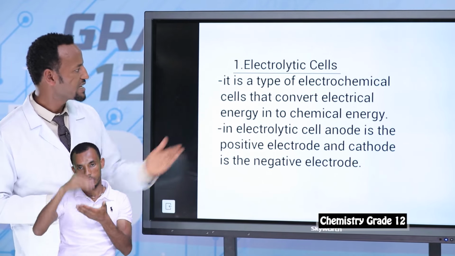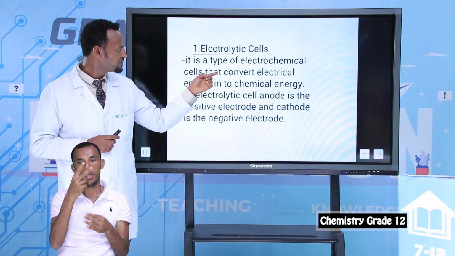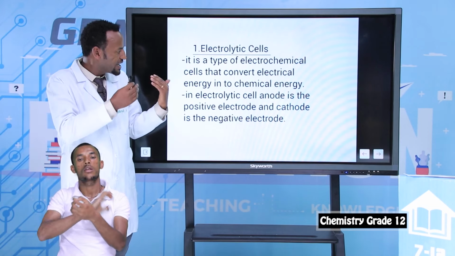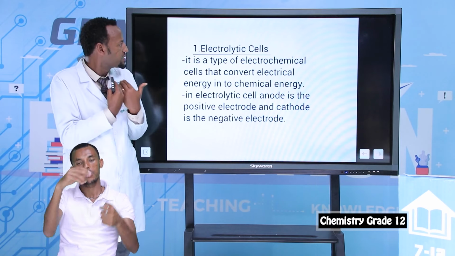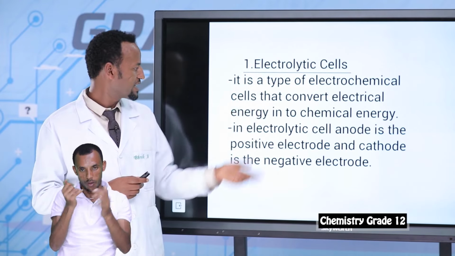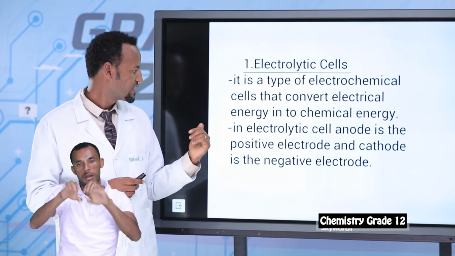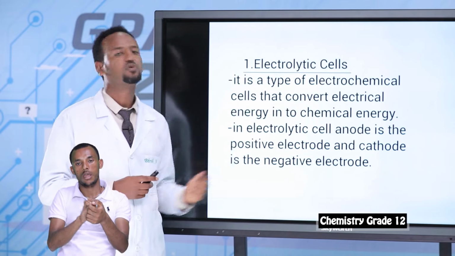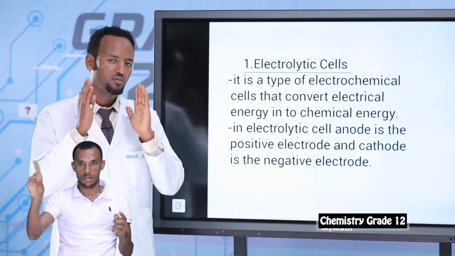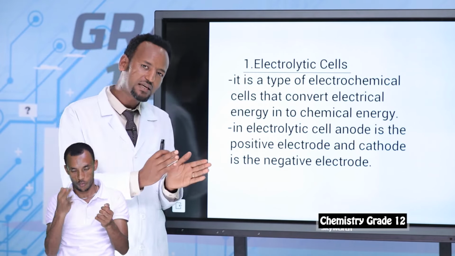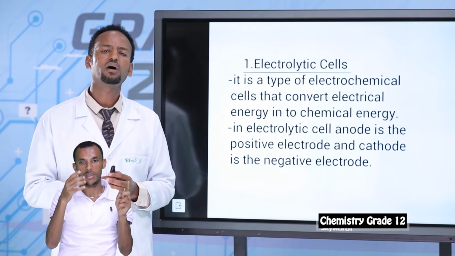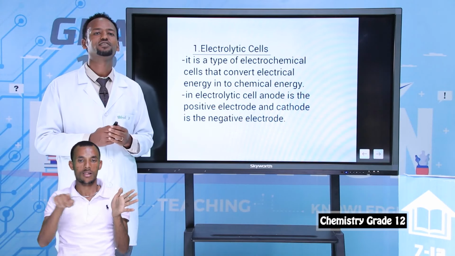Electrolytic cell is a type of electrochemical cell that converts electrical energy into chemical energy. Therefore, in electrolytic cell, electricity is used. Because electricity is used in electrolytic cell, non-spontaneous reactions take place that convert electrical energy into chemical energy. In electrolytic cell, anode is the positive electrode and cathode is the negative electrode. In both types of cell, electrolytic as well as galvanic, anode and cathode are present. Students, what is anode and what is cathode?